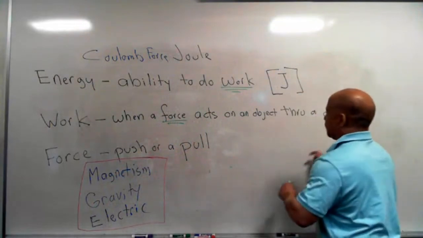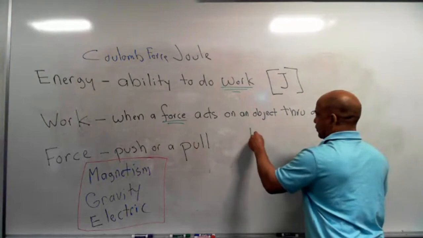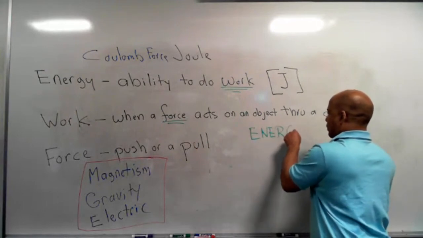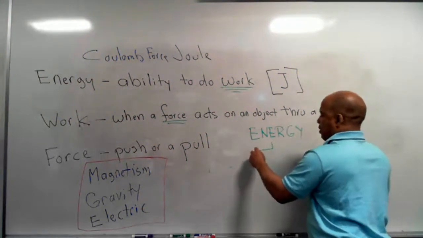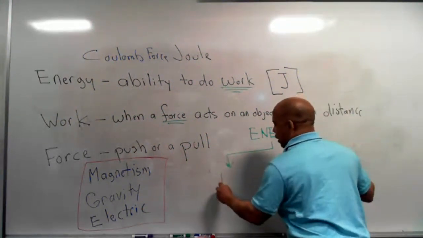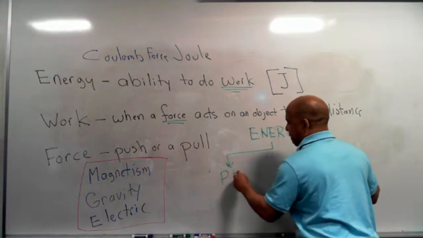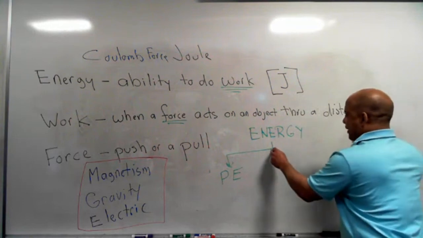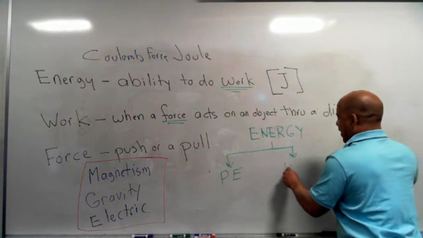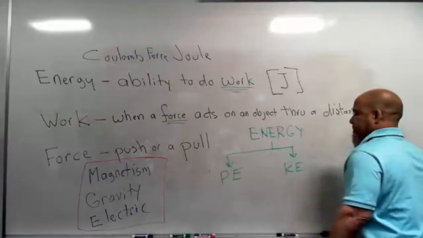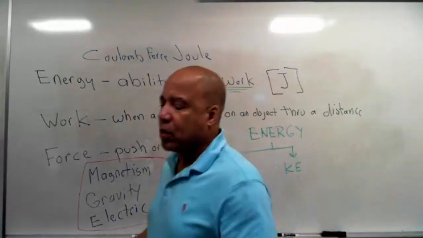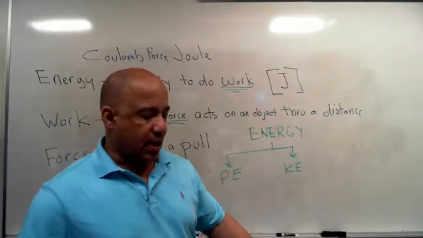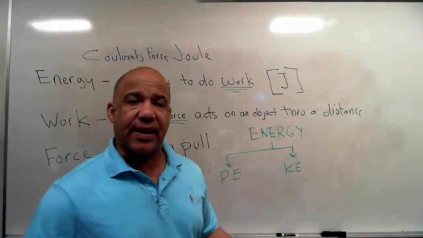There's two types of energy. One type is called potential energy. I'm going to abbreviate it, PE. And the other type of energy is called kinetic energy. I'll abbreviate it, KE. In the whole universe, there's only two types of energy. One is potential energy. The second is kinetic energy.